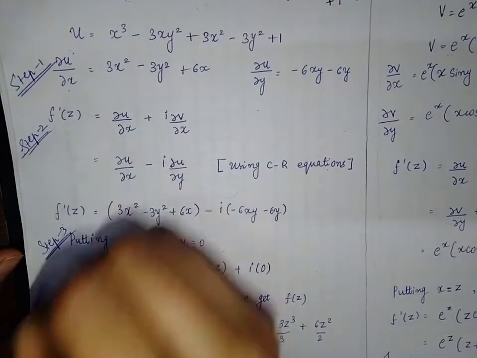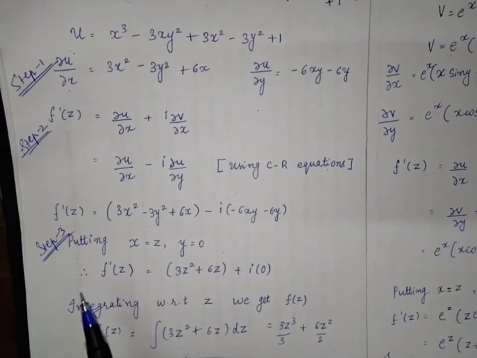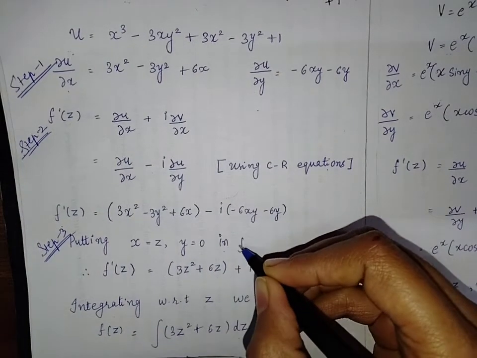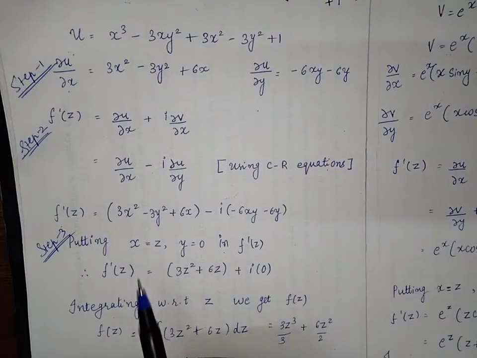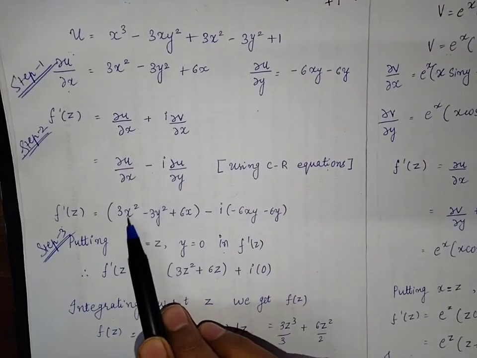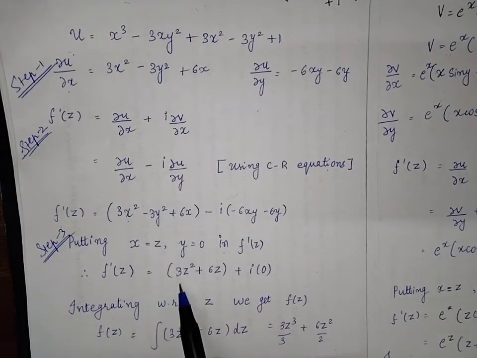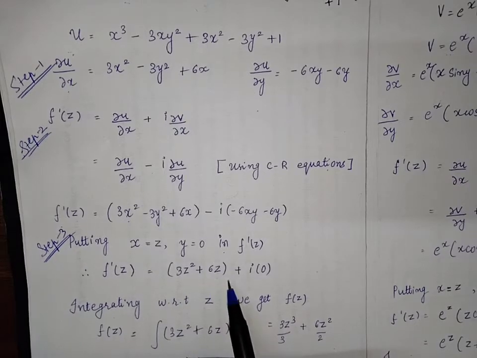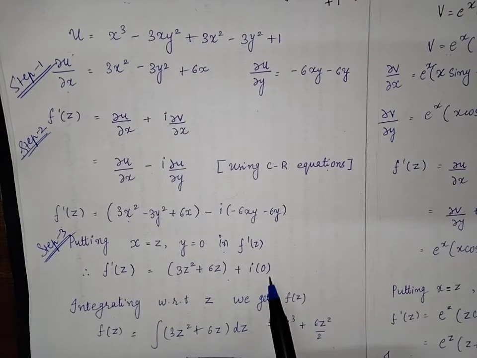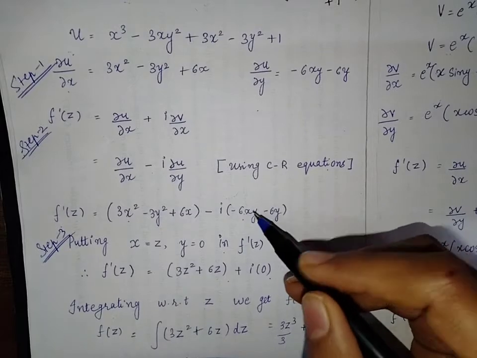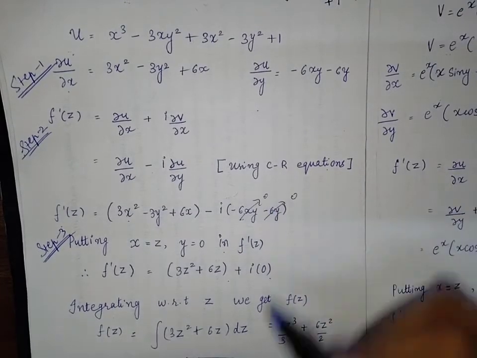Now step 3 is you have to put x equal to z and y equal to 0 in f dash of z. So here if I put z in place of x, then we will get 3z square plus 6z plus i into 0. Because both these terms have y, and y is 0, so what will both these terms become?